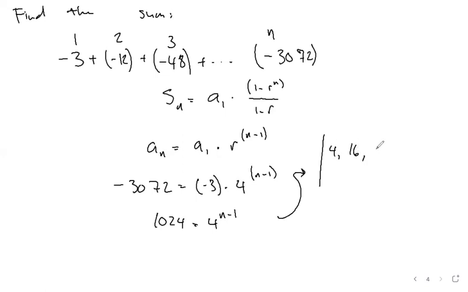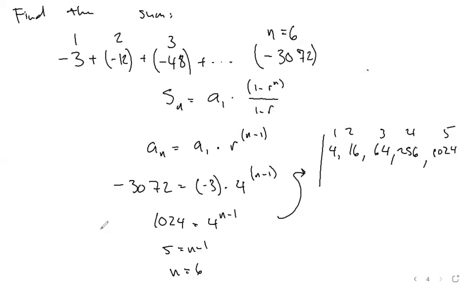4, 16, 64. You could just do this on your calculator so many times, right? Next is 256. And then next is 1024. So this is 1, 2, 3, 4, 5. So that means that 5 is equal to n minus 1. And so n is equal to 6. So this is the sixth term in this sequence.